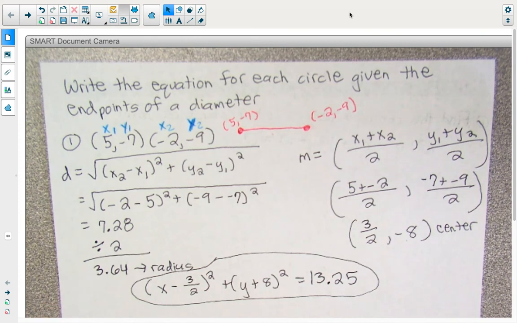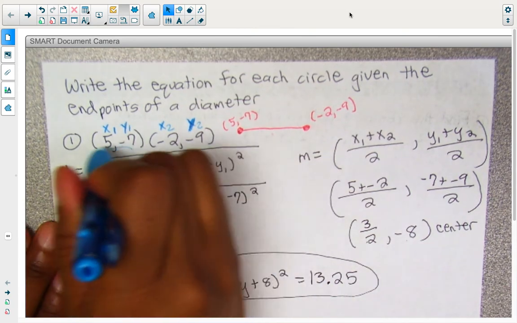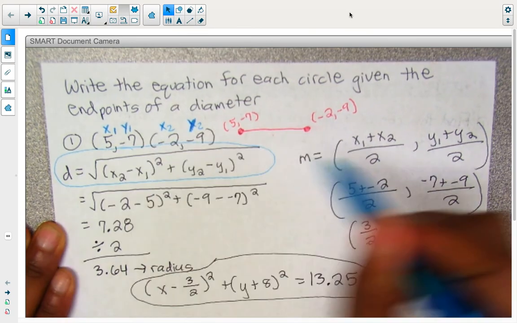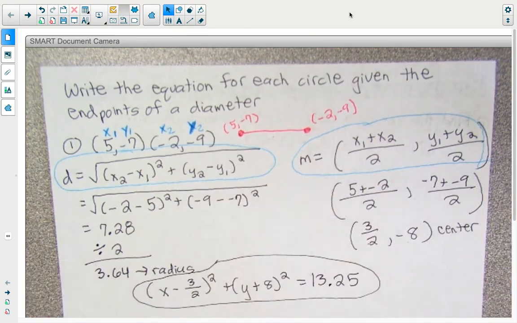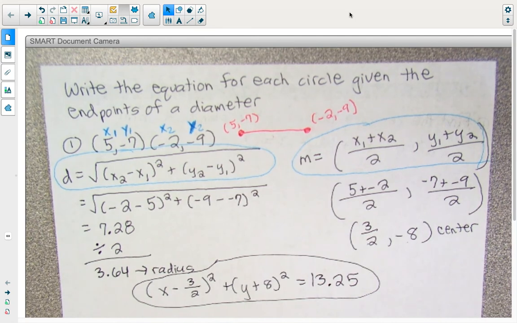And all that we were given was the endpoints of our diameter. So we had to recall the distance formula, which is right here that I'm circling, and we had to recall the midpoint formula. We needed both of those formulas to help us find the missing information.